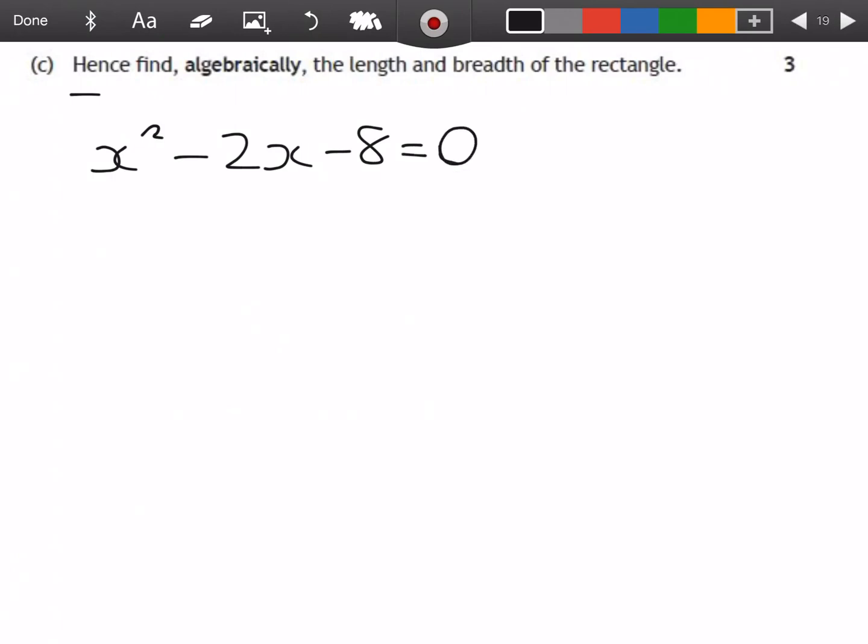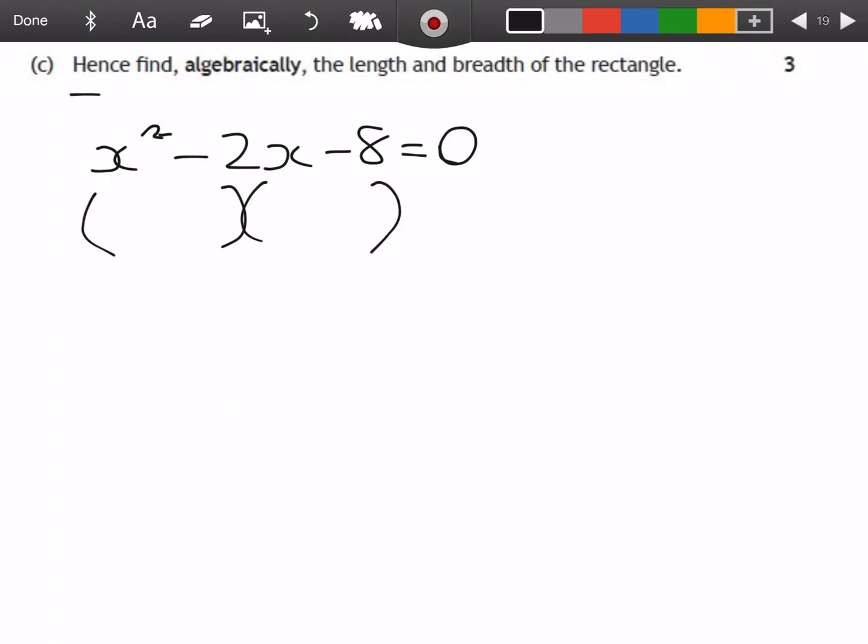It's saying find the length and the breadth of the rectangle. Basically, find x. That's what we're going to work out. Find x, and this should hopefully allow us to work out the length and the breadth of the rectangle. Right, how do you find x? How do you solve this?